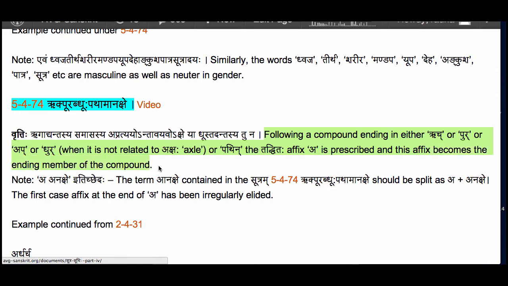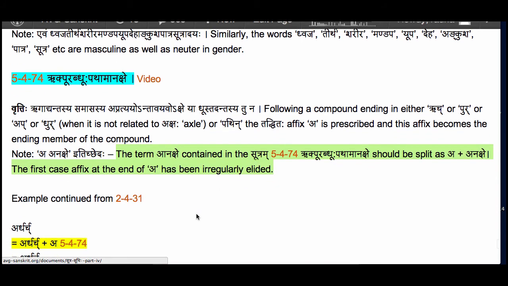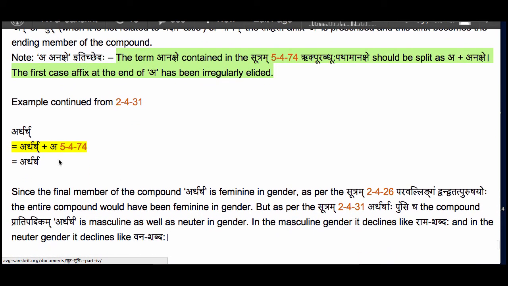Now one exclusion is that when dhur is related to akshaha, meaning axle, then this sutram does not apply. That's why the sutram says anakshe. That exclusion applies only to dhur and not to rich or pur or up or pathin. The note here says that anakshe iti chedaha. The term anakshe contained in the sutram 5474 should be split up as a plus anakshe. The first case affix at the end of a has been irregularly elided. It should have been aha. Instead the sutram only has a, which when combined with anakshe gives anakshe.